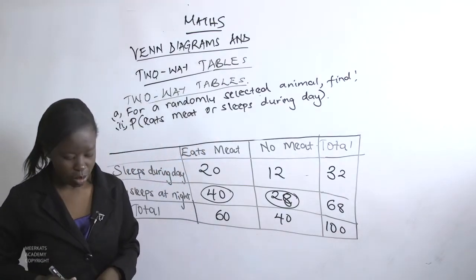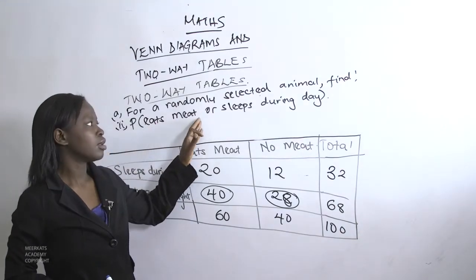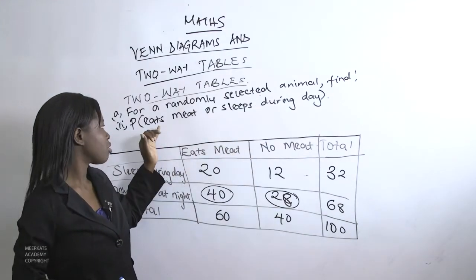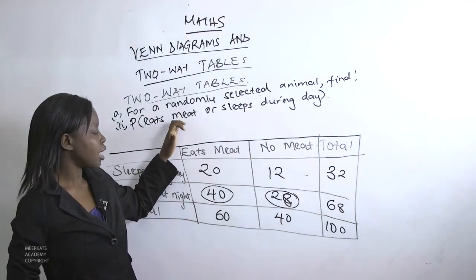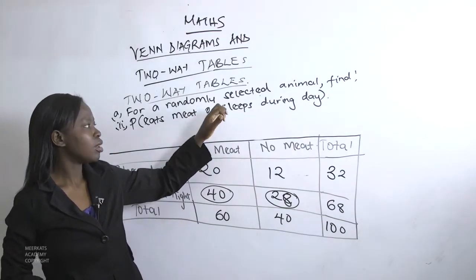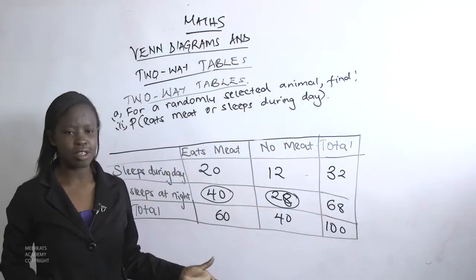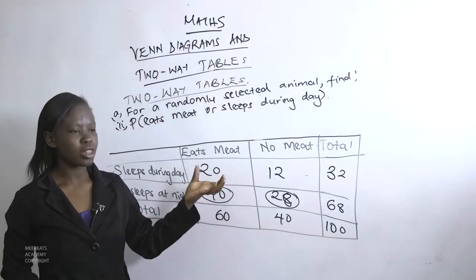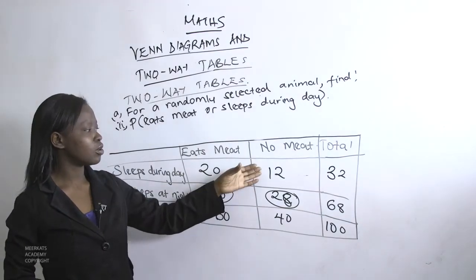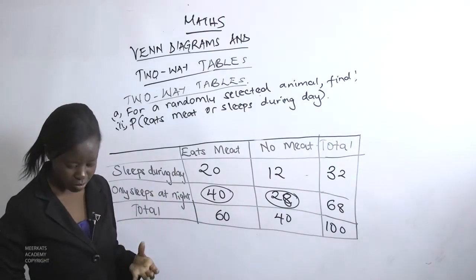So from this table, you are also supposed to get the probability that this animal eats meat or sleeps during the day. So we have two options here. We are choosing either an animal that eats meat or an animal that sleeps during the day. So we need to find out how many animals sleep during the day, and how many animals eat meat from this given table.